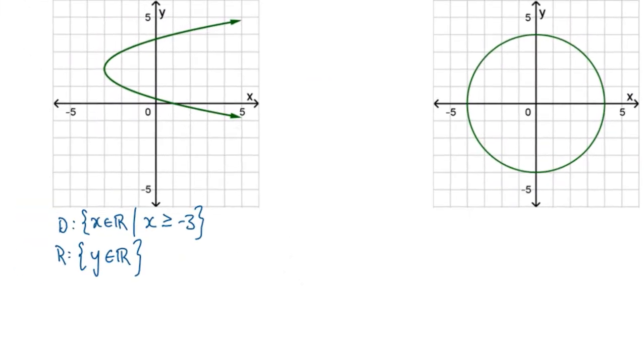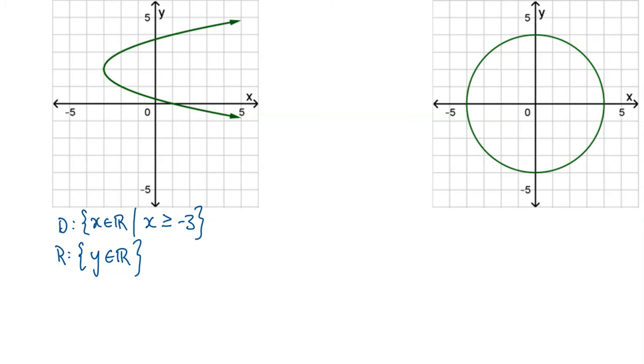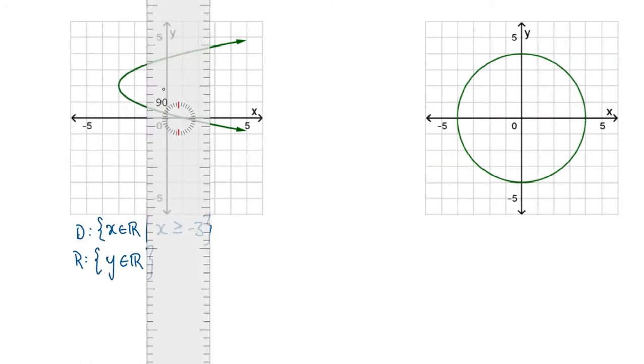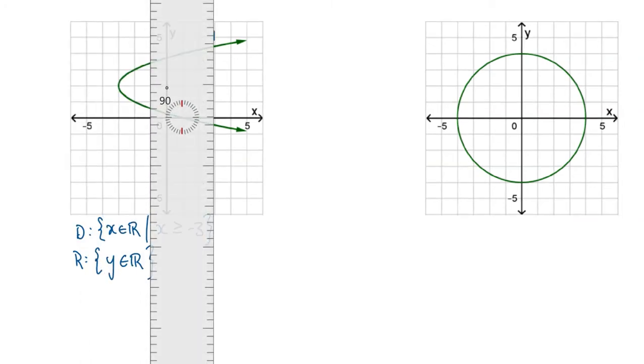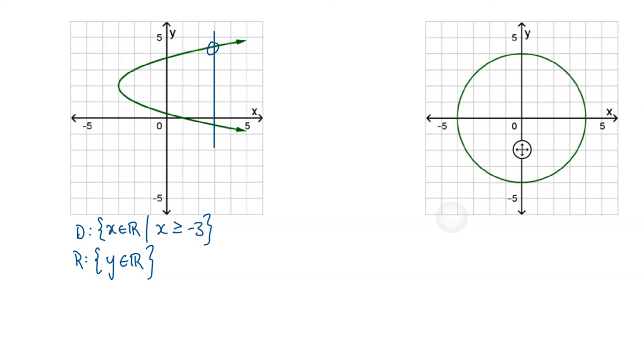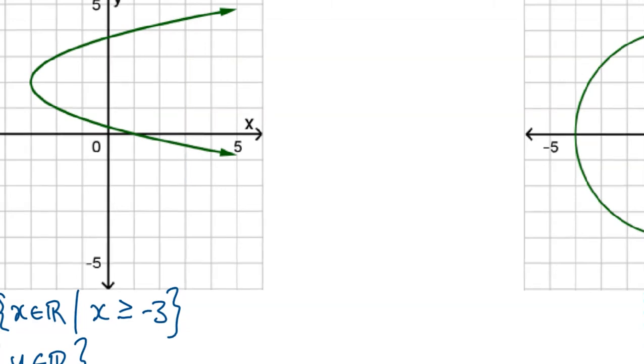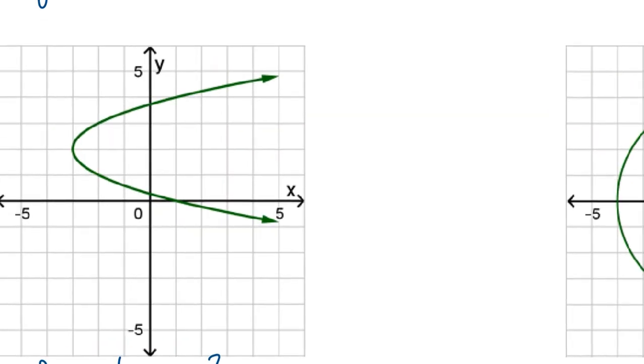Is this a function? Or can I draw a vertical line through it that will touch it in two places? Let me get my vertical line out. One, two. Fails the vertical line test. Not a function. Again, the reason why it's not a function is seen really nicely here. I'm going to pick a different value actually, because I'm going to pick one where we can see the values just so we can talk about it.